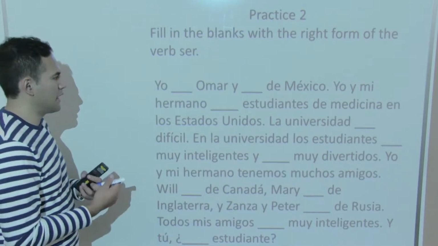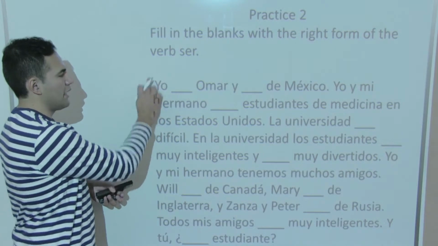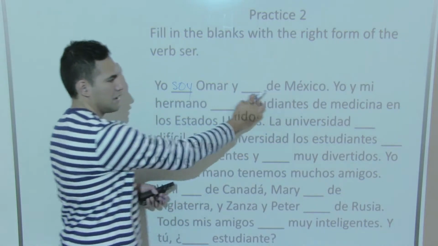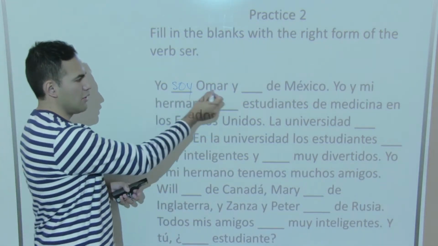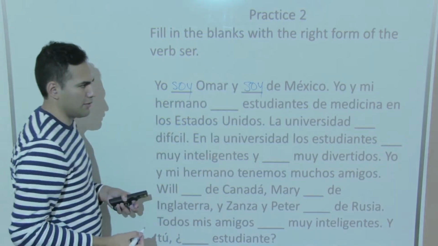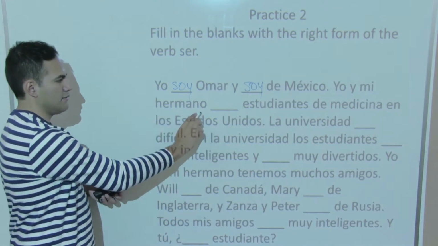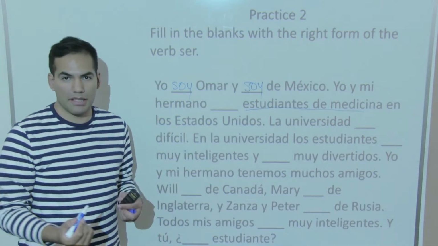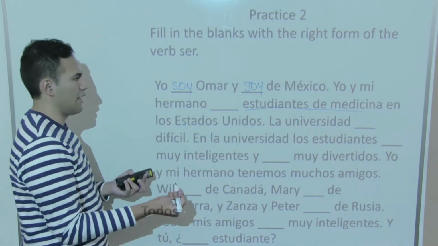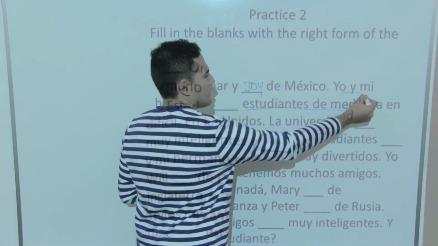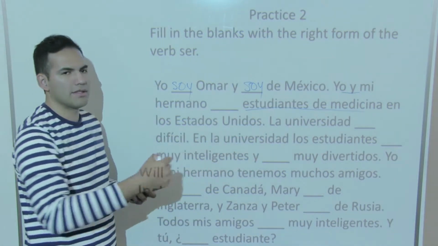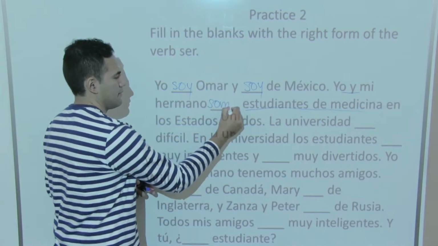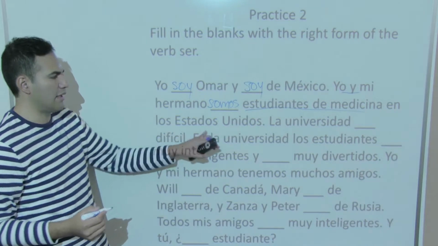Okay, so let's do this really quick. Yo, so we have first person, yo soy Omar. And we're talking about origin, right? He's coming from Mexico. Yo soy Omar y soy de México. Very good. Yo y mi hermano, what is this? It's talking about profession or occupations. So we're gonna use the first person plural, because we're included in it. Yo y mi hermano somos estudiantes de medicina en los Estados Unidos.